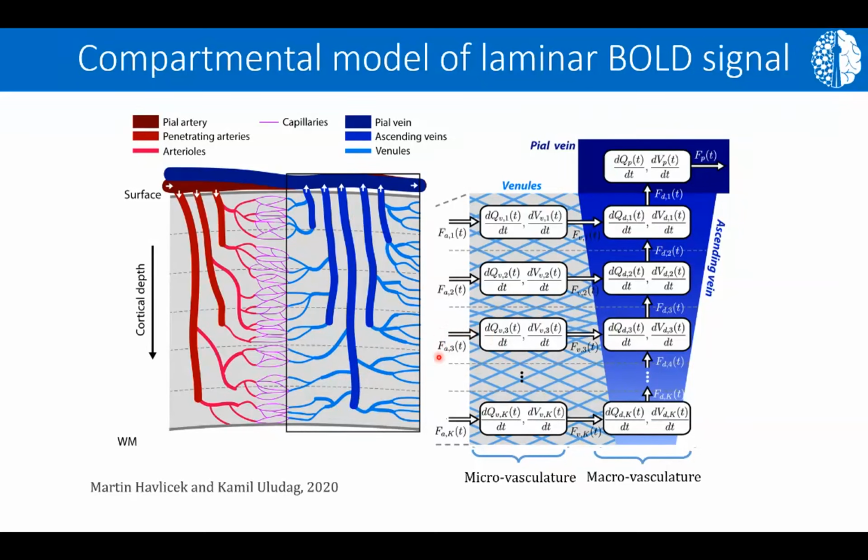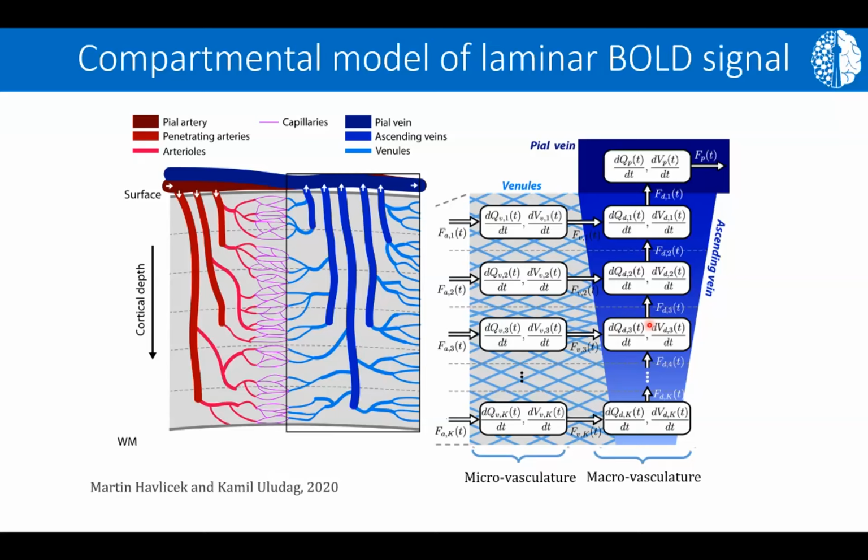If you look, for example, at this layer, we have flow going in from the arteries, and a change in deoxygenated hemoglobin and volume. This goes into the ascending vein. It's not just a compartment, but this ascending vein is fed by, or is sensitive to, the change of deoxygenated hemoglobin from the layers below.